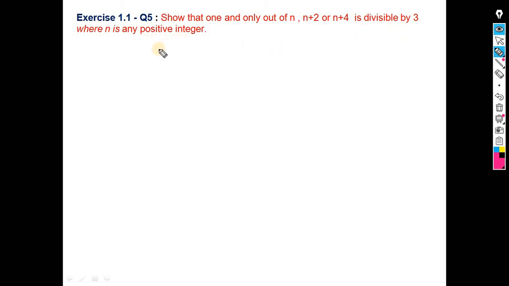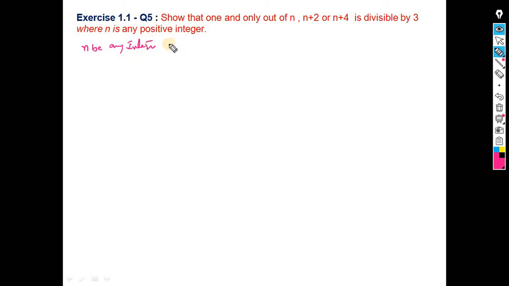So, to prove that, first you need to understand that out of these three values, n, n plus 2 and n plus 4, whenever you are taking the division algorithm, only one of them will be divisible by 3. That is what we are going to prove from this particular problem. So, how to do that? Let's take n to be any integer, as they have given.